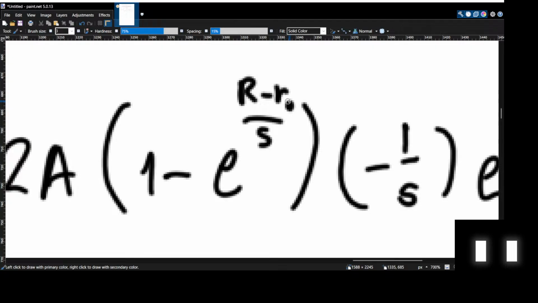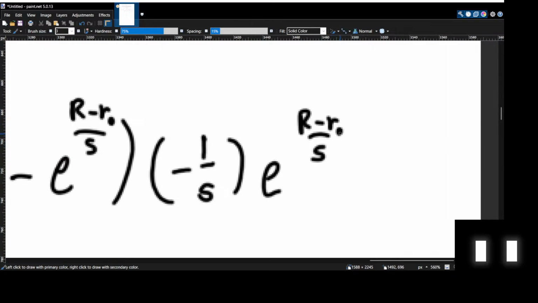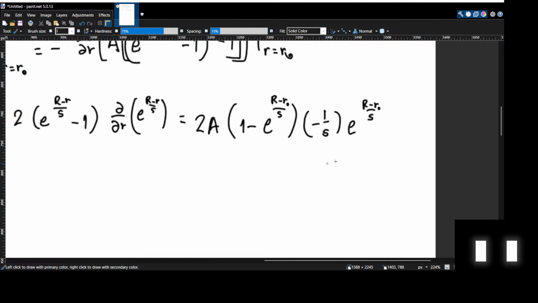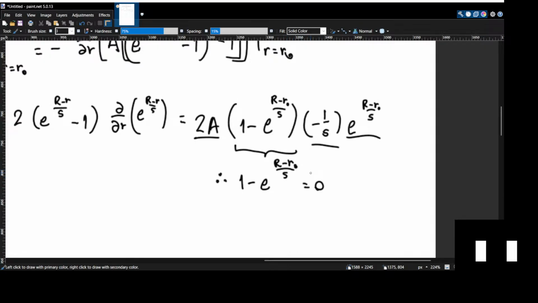So here R equals R naught, and it must be equal to 0. In all of these terms, A is a constant. It can't really be changed by anything. This is also constant, and this term is definitely not 0. You can't exponentiate something and get 0, unless it's very negative, toward negative infinity. So the only term that could possibly be 0 is this term. Therefore, 1 minus e to the R minus R naught over S equals 0.